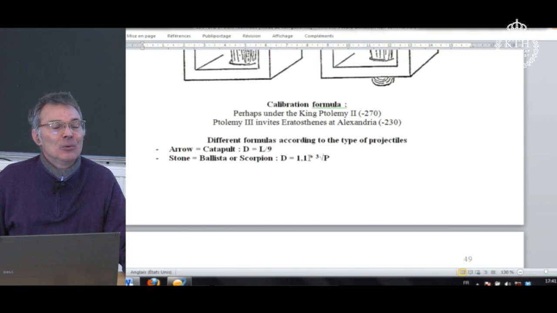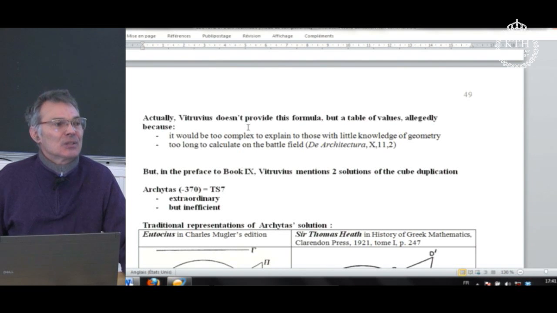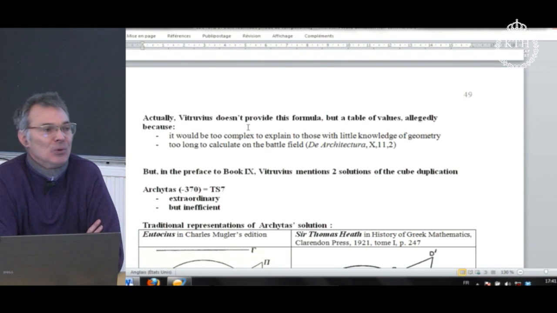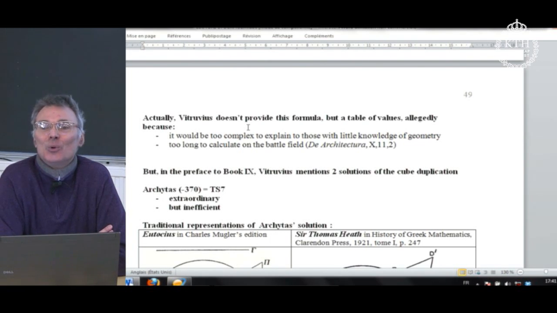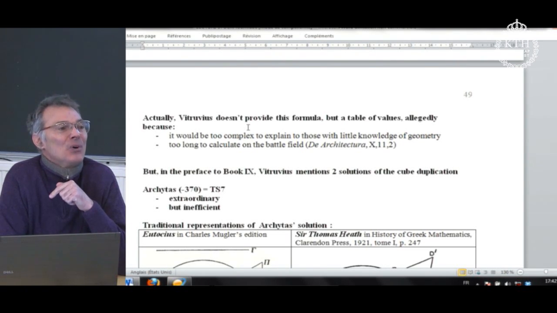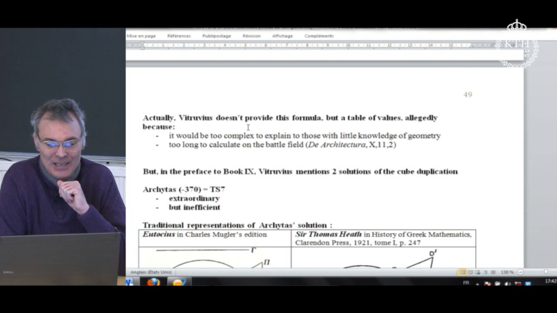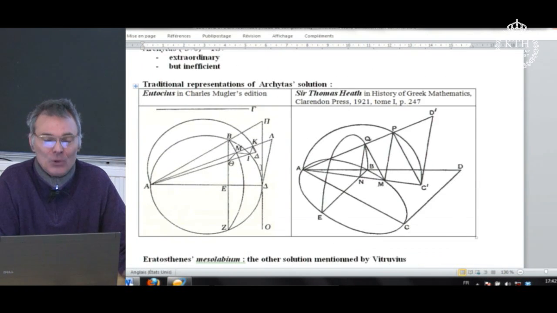So there again, we have the problem of calculating cubical root. And Vitruvius does not provide us a formula, but he gives us a table of values because he says it would be too complex and too long to calculate it on the battlefield. But in book 9, just before book 10 on mechanics, Vitruvius mentions a solution to the cube duplication. So we have to look at those two solutions before we go to those of Dürer.